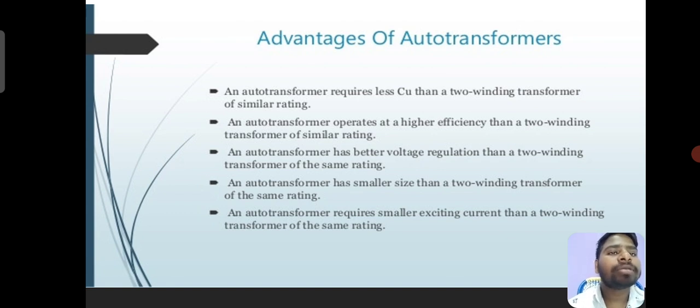Advantages of auto transformers. An auto transformer requires less copper than a two winding transformer of similar rating. It operates at a higher efficiency than a two winding transformer of similar rating. It has better voltage regulation than a two winding transformer of the same rating. It has smaller size than a two winding transformer of the same rating. It requires smaller exciting current than a two winding transformer of the same rating.